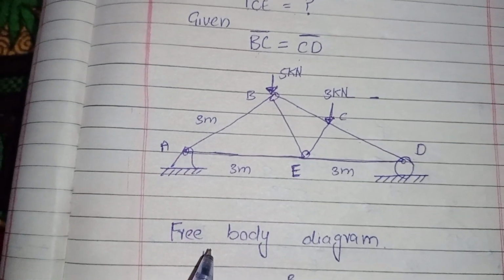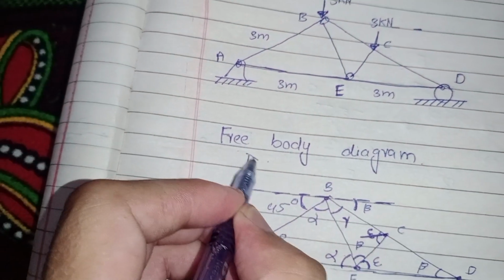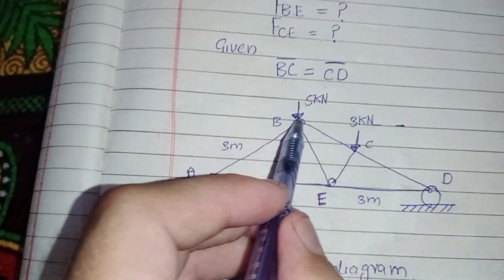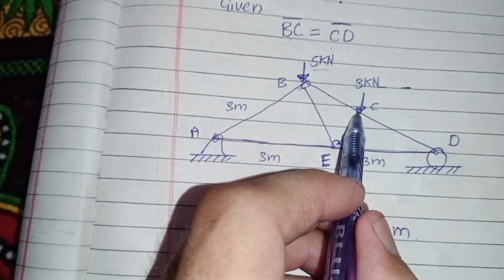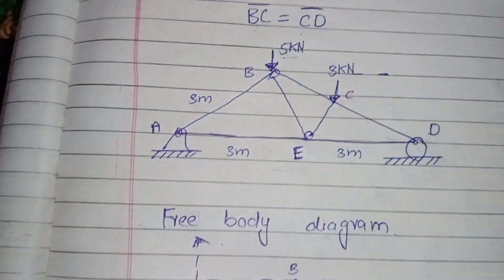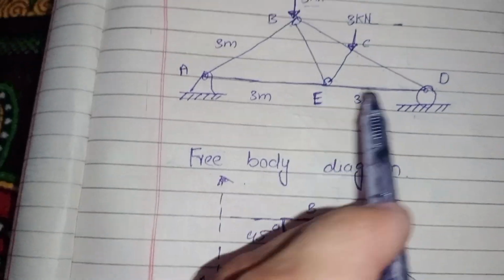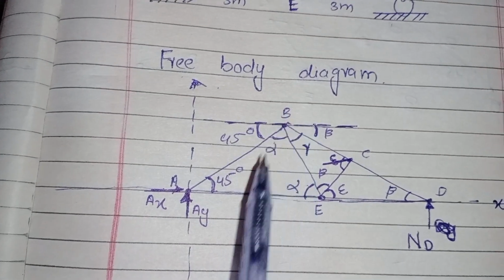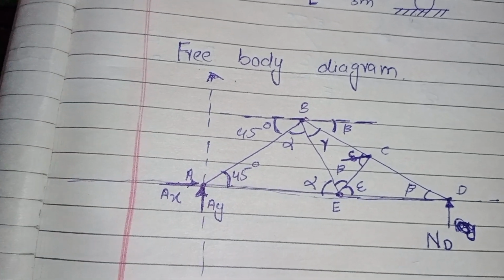So the first step is to draw the free body diagram of this truss, which is loaded with 5 kilonewton at point B and 3 kilonewton at point C. This is a hinge support and this is a roller support. Okay, and I draw the free body diagram in the XY plane. This is the Y axis and this is the X axis.